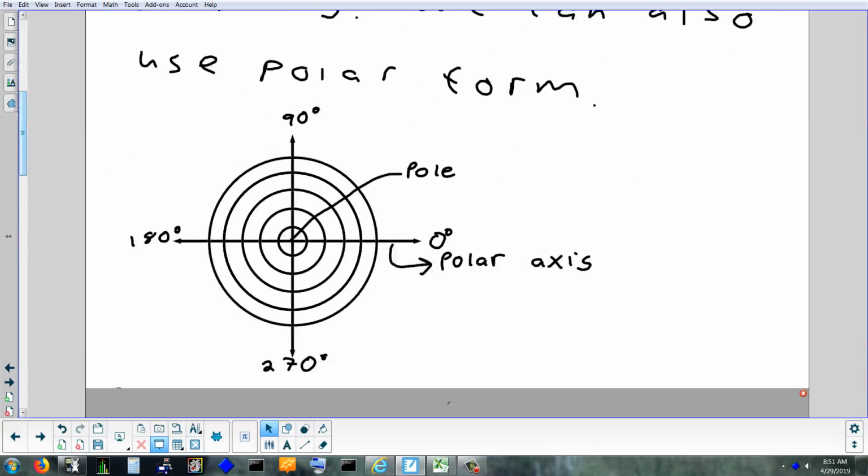Now, I've labeled degrees going around this circle. Degrees, or radians, but whatever you use, an angle is a big part of drawing something in polar. Just like an x and a y coordinate is a big thing of graphing a point, you're going to have to know an angle here. That's one of the two things you're going to need. The middle point, you can still call it the origin, but they usually call it the pole when you're graphing in polar.